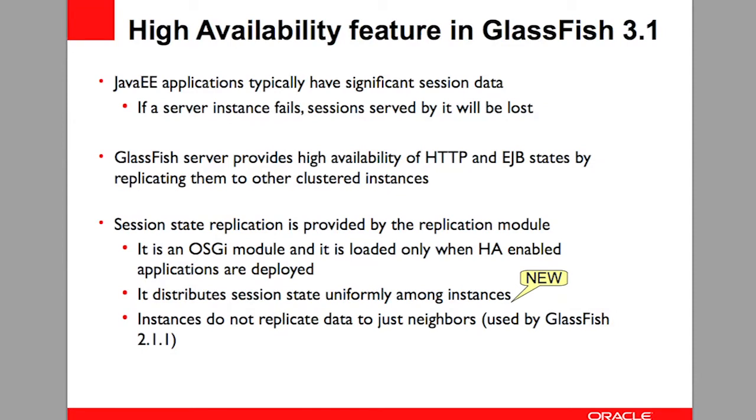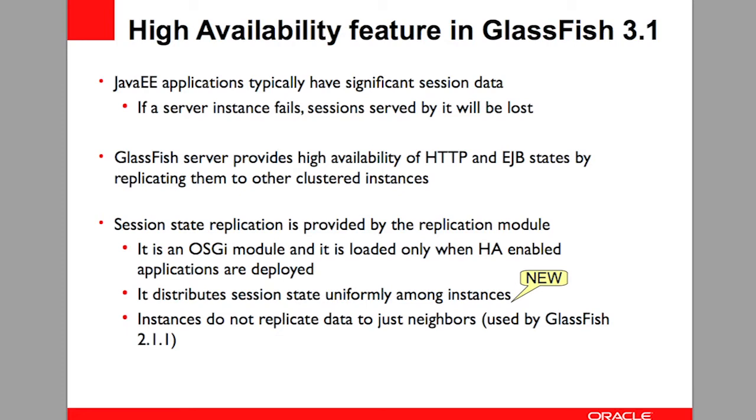I will talk about some of the new high availability features that got introduced in GlassFish 3.1. Java EE applications typically have significant session data. If a server instance fails, all the sessions served by it will be lost. GlassFish Server provides high availability of HTTP and EJB states by replicating them to other clustered instances. Session state replication is provided by an OSGI module, which is loaded only when HA-enabled applications are deployed. This replication module distributes session state uniformly among instances.